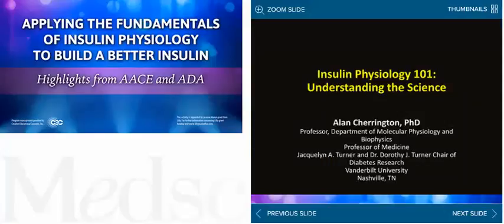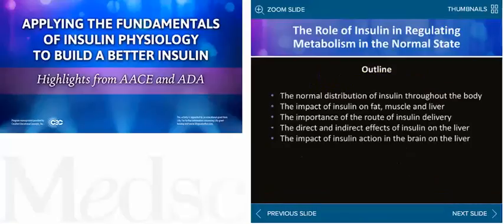My goal this evening is to outline some principles of normal insulin physiology. Those will focus on a variety of things, but the hope is that at the end of this talk you'll have a fairly clear idea of what happens in a normal individual. Specifically, the things that I would like to do are shown in this slide.